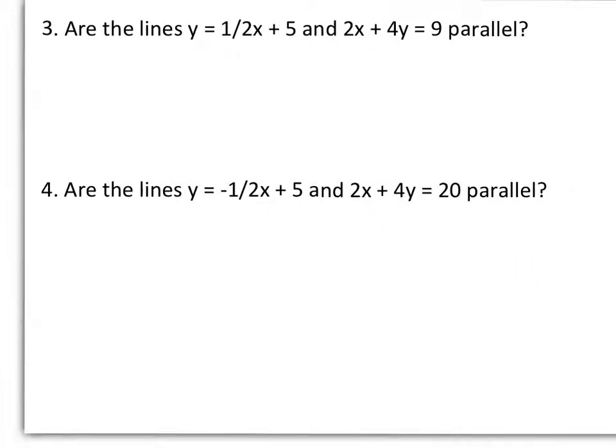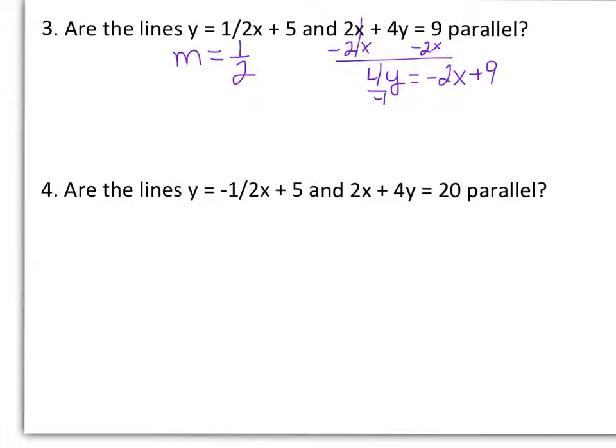Okay, number 3, we want to determine if these two lines are parallel. y equals 1/2 x plus 5, and 2x plus 4y equals 9. When our lines are in slope-intercept form, remember whatever comes in front of the x is our slope. So for the first line, I can identify that my slope is 1/2. But in my second line, I need to first get the equation in slope-intercept form. So if I solve for y, I subtract 2x, and remember, if you cannot combine like terms, just write them next to each other.